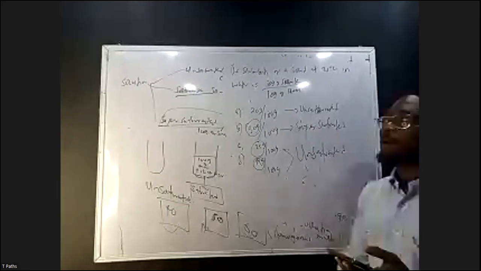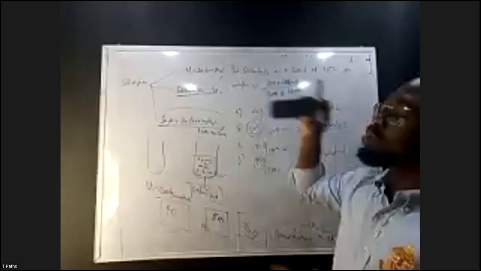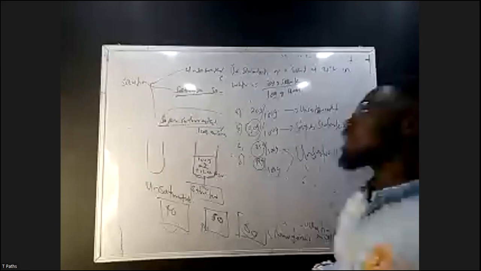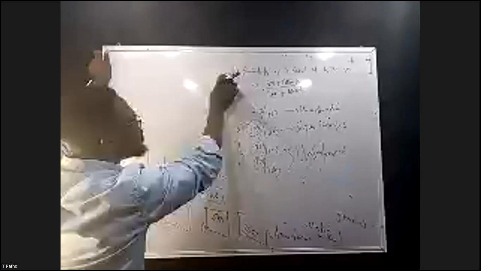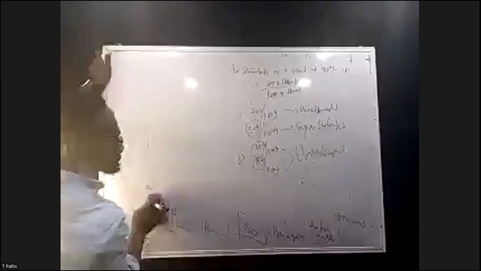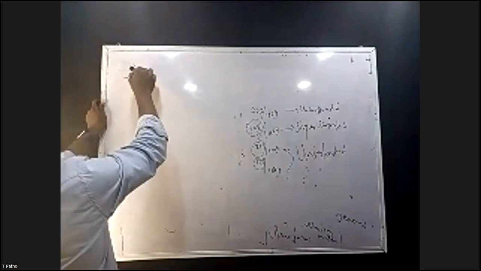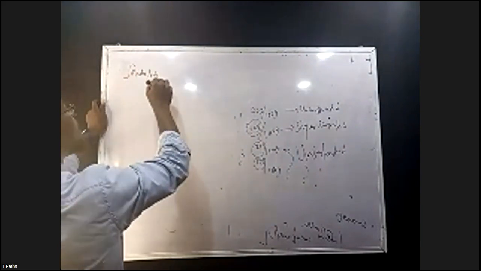So let's now take it a step further. I've explained what unsaturated is, what saturated is, and what supersaturated is. So let's now look at how we calculate solubility. Like I told you earlier on, solubility means the amount of solute that you can dissolve in a given amount of solvent at a particular temperature.